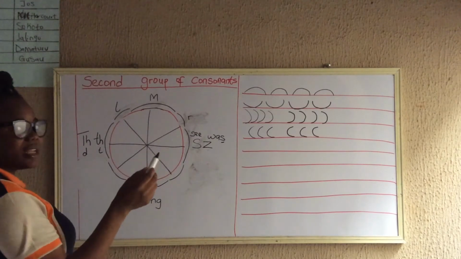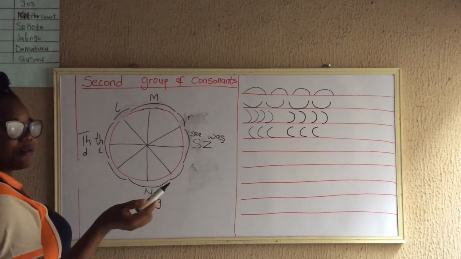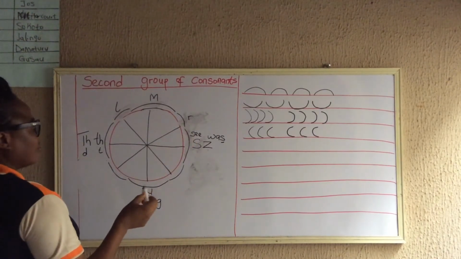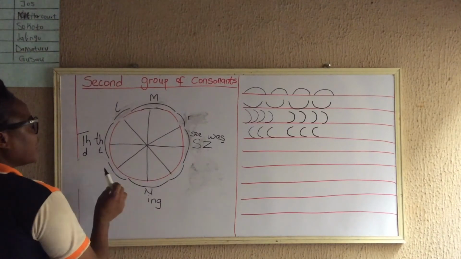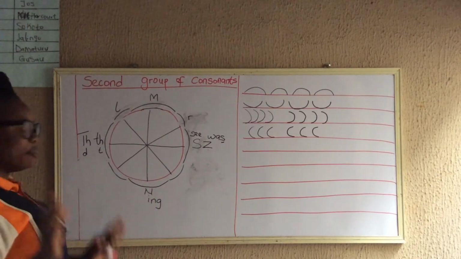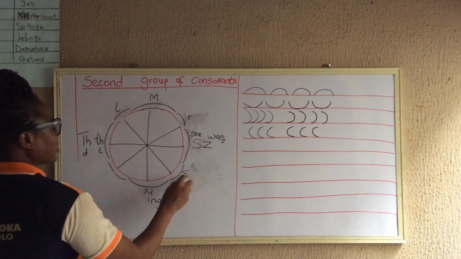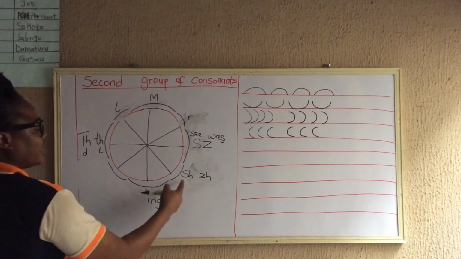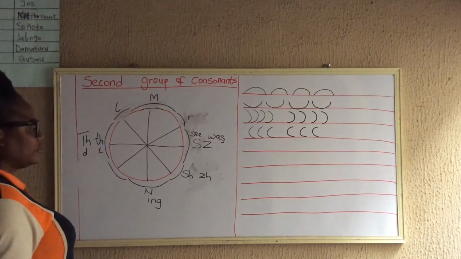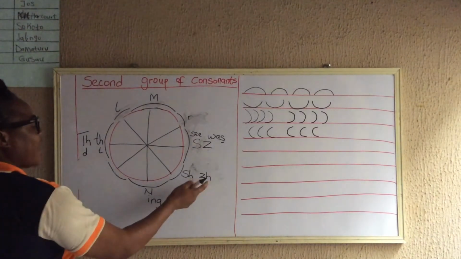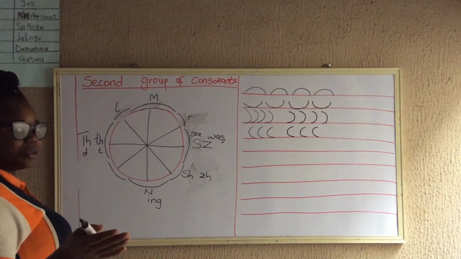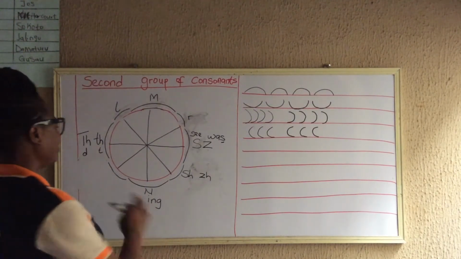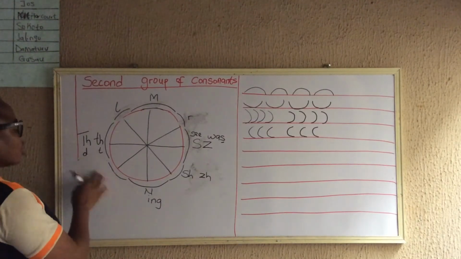It could be written in a light curve or heavy curve. The same thing with the R. But this place and this place, they come in pair. This is SH or ZH. The SH here as in sha, should. The ZH as in usual, or usually.